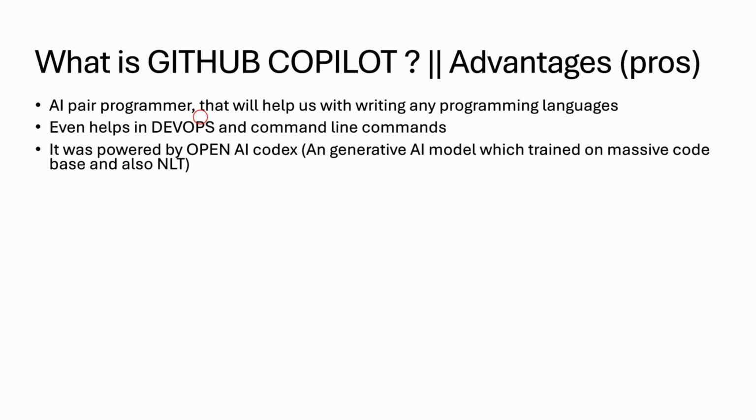They will get all the data from those domains and train these models. So our OpenAI Codex, with the help of Microsoft and OpenAI, they built their own model, which was trained on a massive code base and also natural language text.